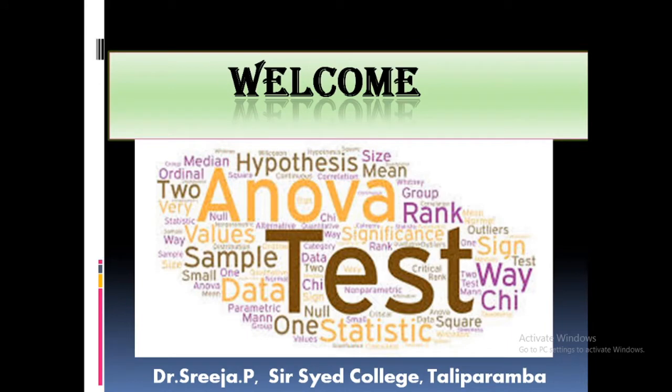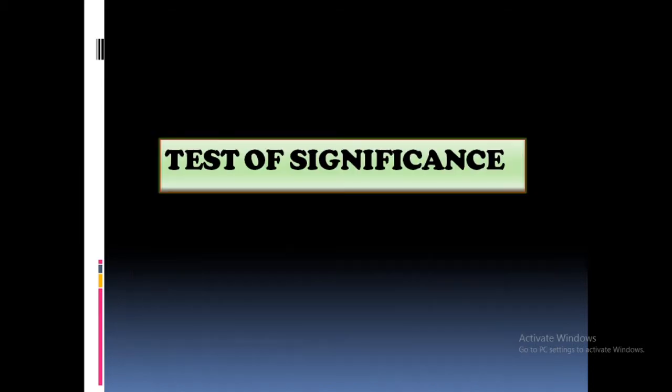Hi, welcome back again. In our biometry classes, we finished some very important chapters like sampling, correlation, and probability distribution, and so on. Now let us move on to another very important chapter in biostatistics, that is test of significance. In our daily life and also in our research field, we have to conduct various experiments.